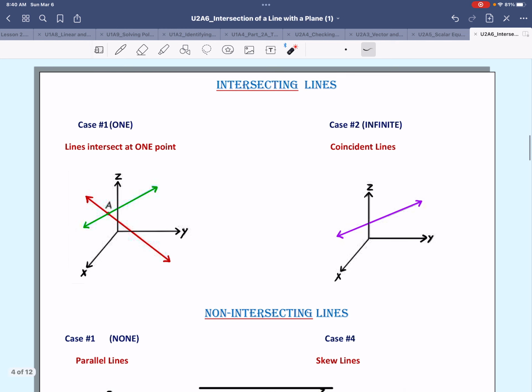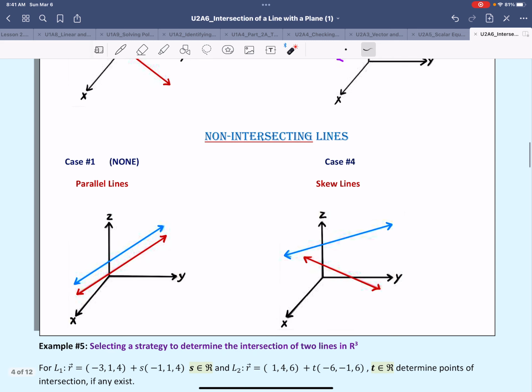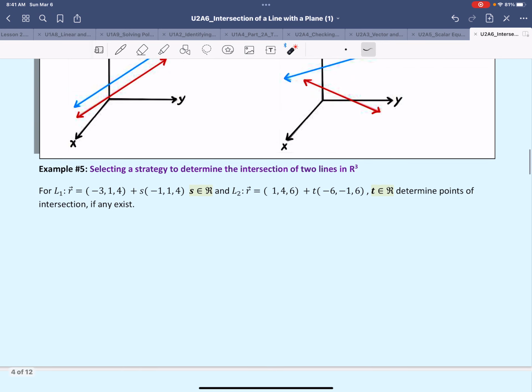Remember that two lines may intersect each other or may not intersect at all. If two lines intersect, chances are they intersect at a single point or they intersect at every point, which means that the two lines will be coincident. If two lines do not intersect each other, they're either parallel to each other or they lie on two parallel planes and they're not necessarily parallel to each other. So when two lines lie on parallel planes, but they're not necessarily parallel to each other, we call them skew lines. So let's take a look at some examples.